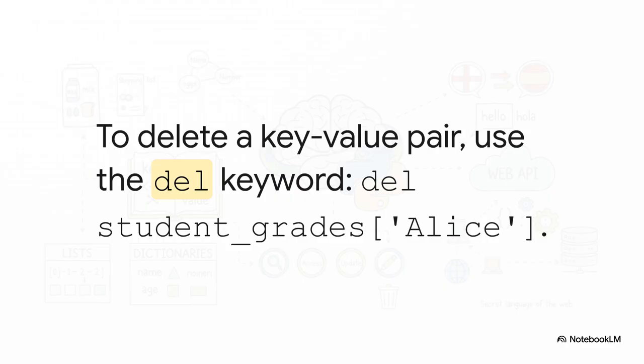What if you need to remove someone entirely? For that, you use the del keyword. It's as simple as saying del student_grades Alice. And just like that, she and her grade are gone from our dictionary.